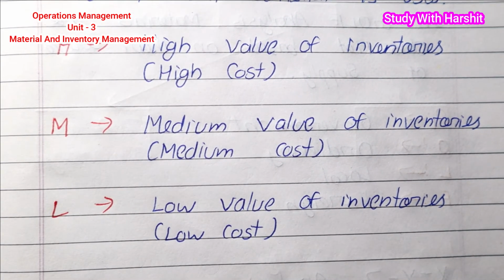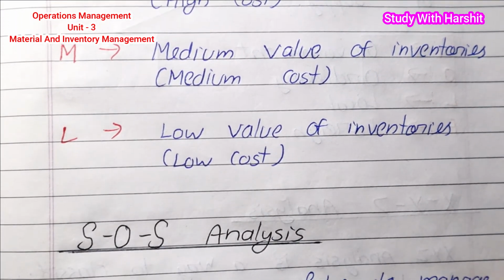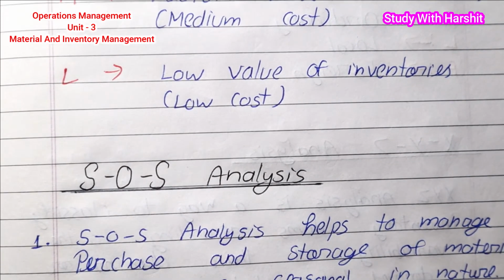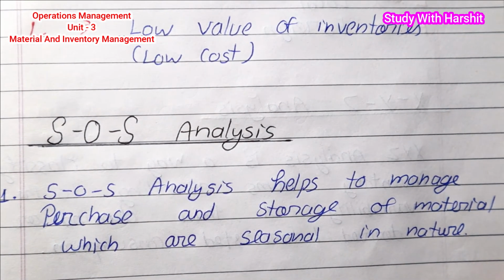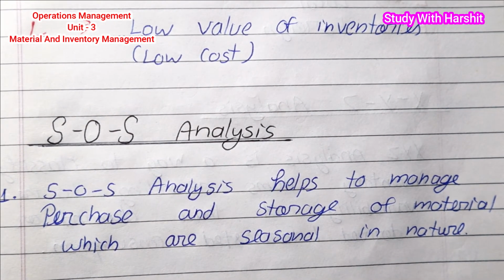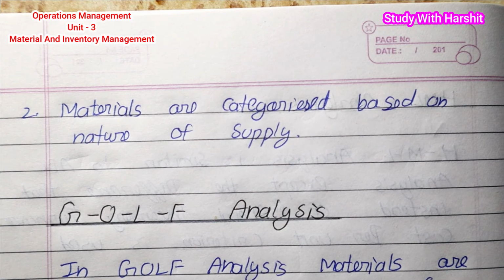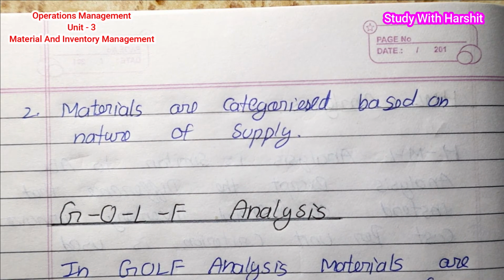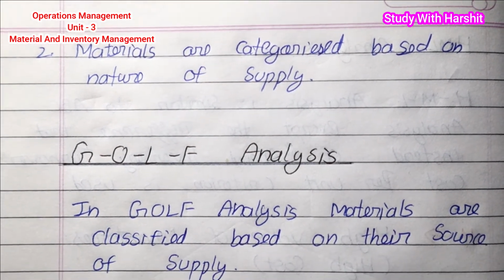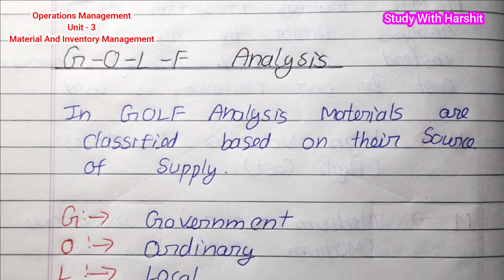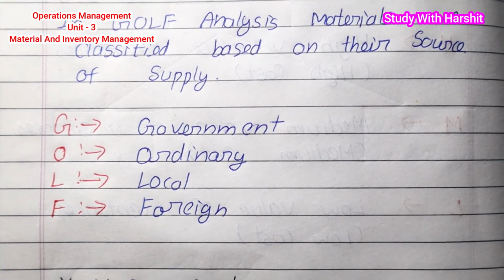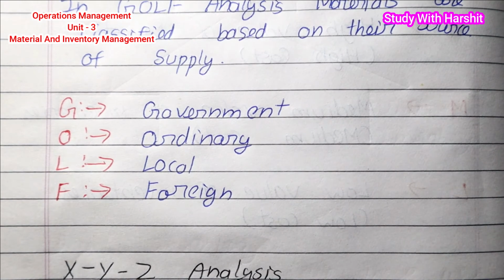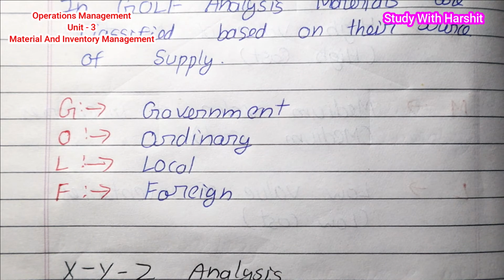Now let's discuss the next one, SOS analysis. SOS analysis helps to manage purchase and storage of materials which are seasonal in nature. Materials are categorized based on nature of supply. GOLF analysis: in this analysis, materials are classified based on their source of supply. G stands for government, O stands for ordinary, L stands for local, and F stands for foreign.